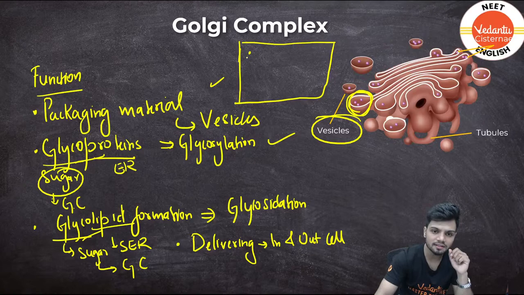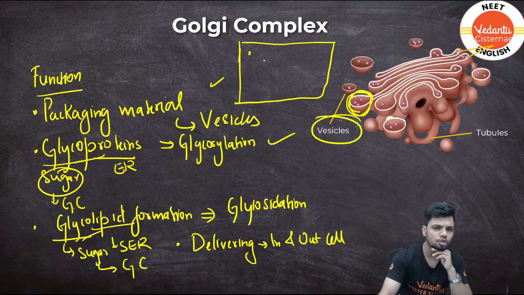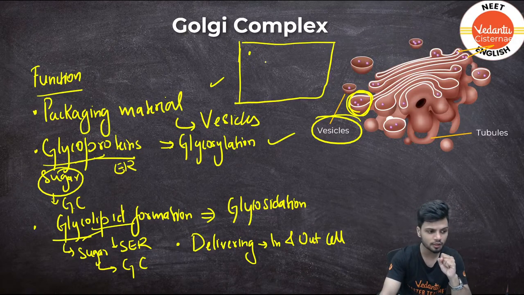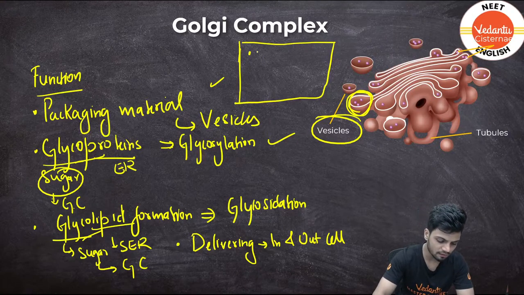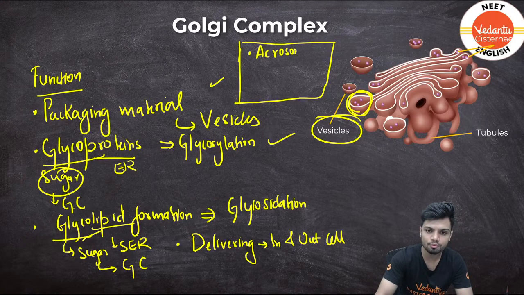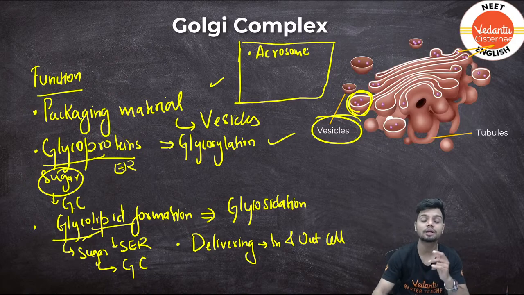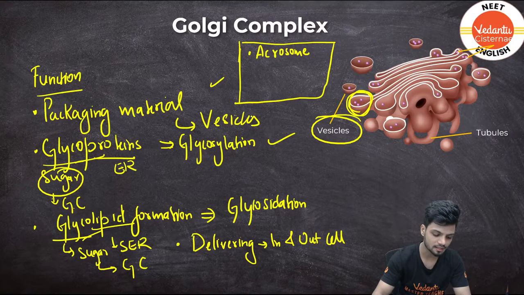Now, can you connect the chapters? Where do you find the Golgi complex in the case of human reproduction? Did we learn about the acrosome? In human reproduction, we learned about the acrosome, the cap-like structure present on the sperm head. The sperm head has the Golgi complex.